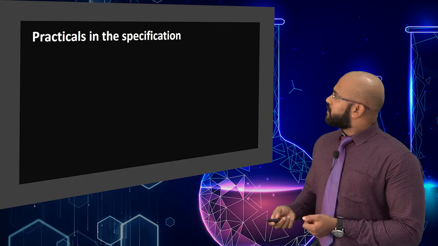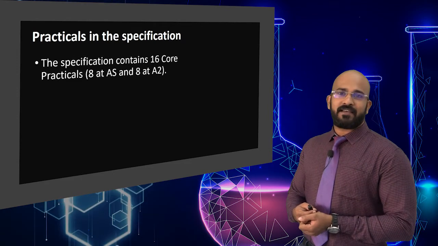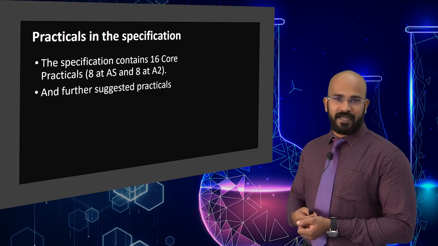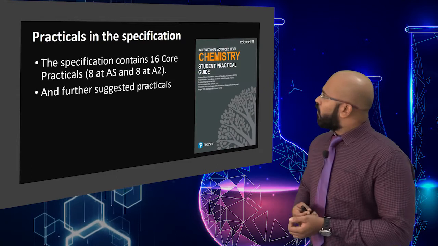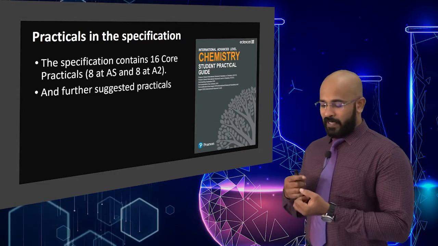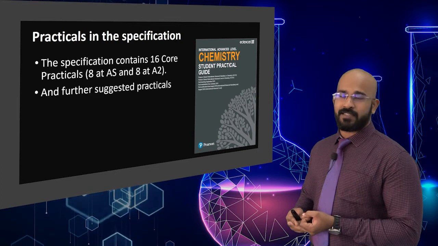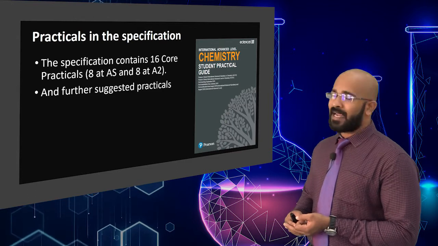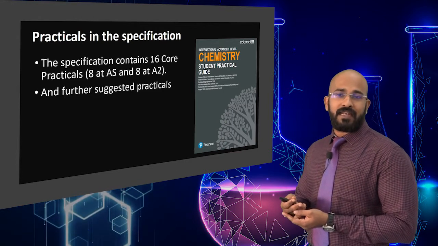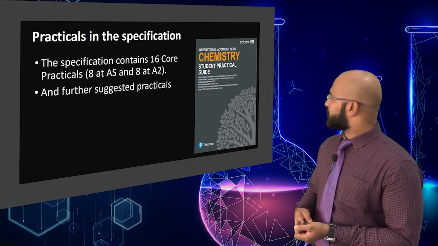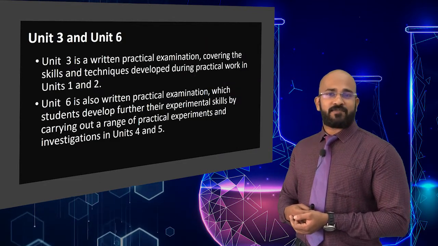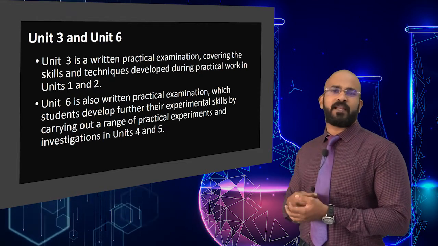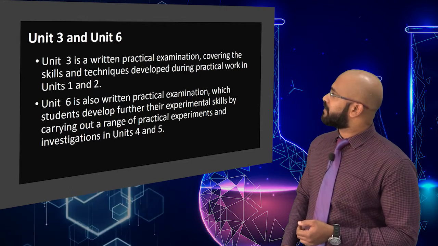There are 16 core practicals mentioned in the specification along with further suggested practicals. All about these practicals, including the apparatus, procedures and other details, will be given in the student practical guide or lab book, which you will be provided with. So experimental skills will be tested separately in Units 3 and 6, which is almost similar to the alternative to practical in O level.